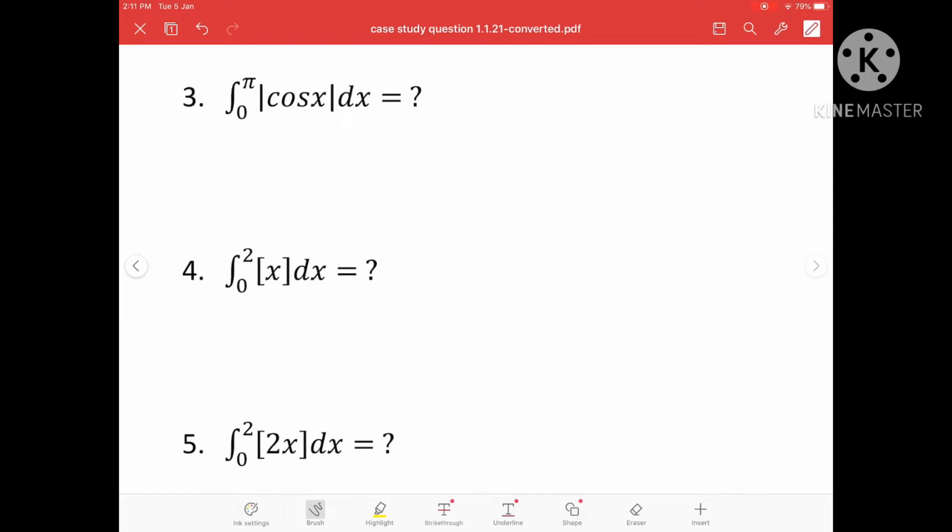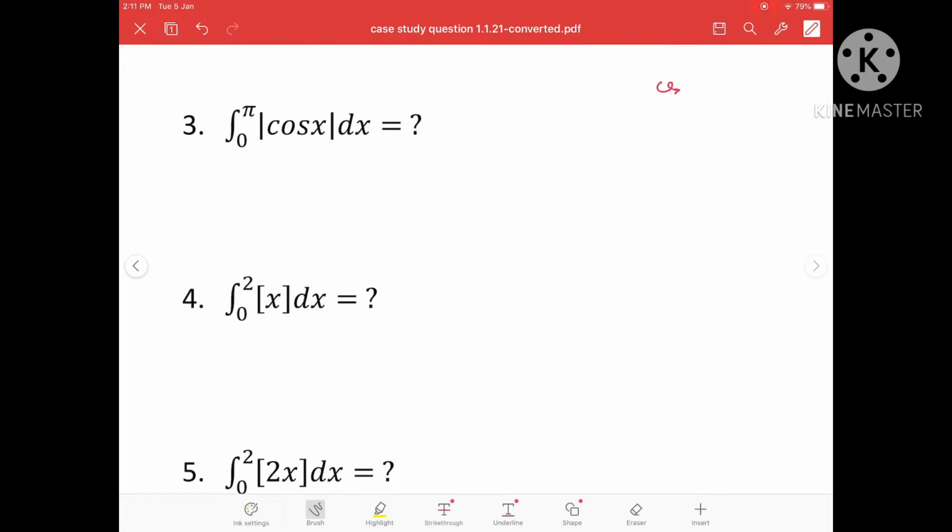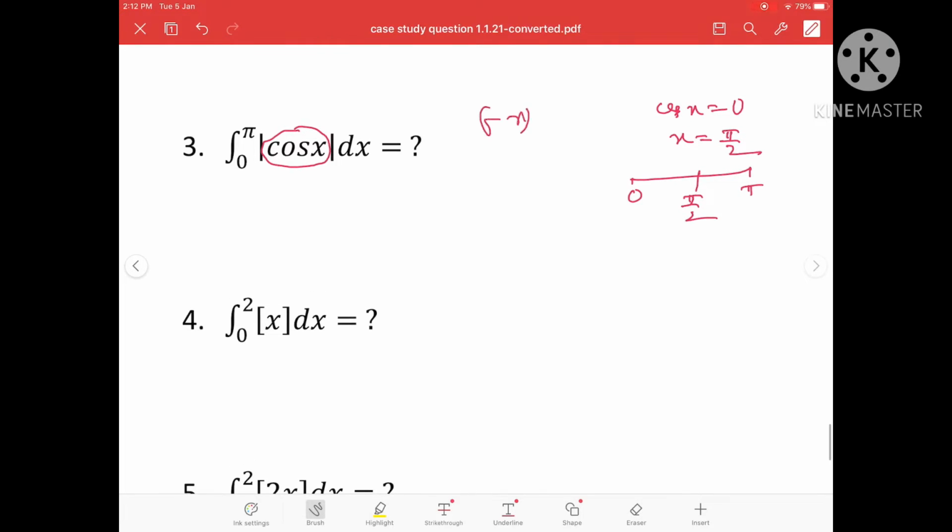Integration of mod cos x from 0 to pi. Same procedure will be followed. Cos x will be 0 if x equals pi by 2. We are finding the value in between 0 to pi. Since we have to find the integration from 0 to pi, we have to find the point where the inside function becomes 0 in this interval from 0 to pi, and the point is pi by 2. Now we have to find in which interval this function is positive and in which interval this function is negative.